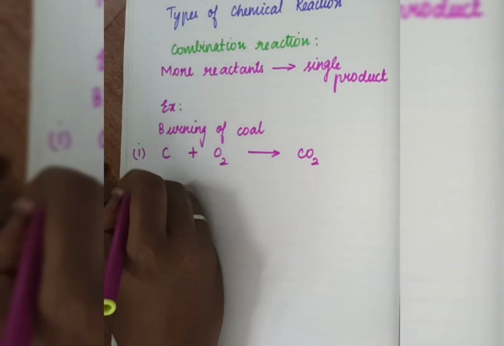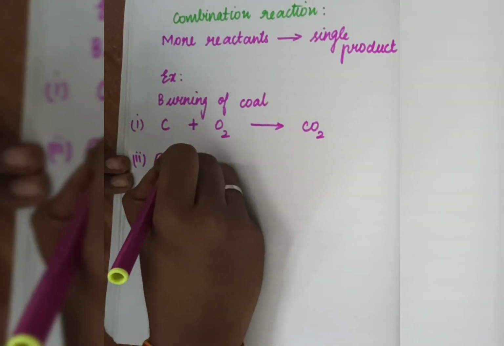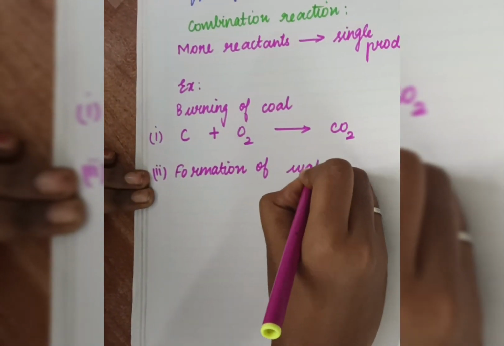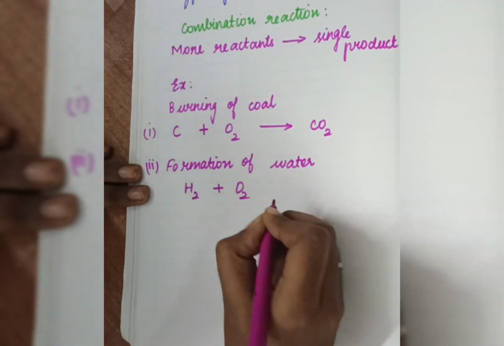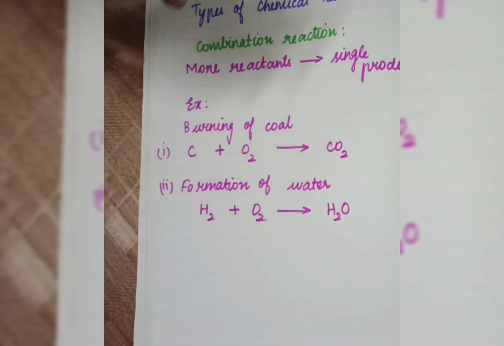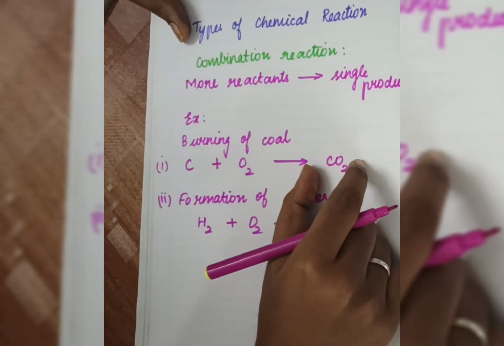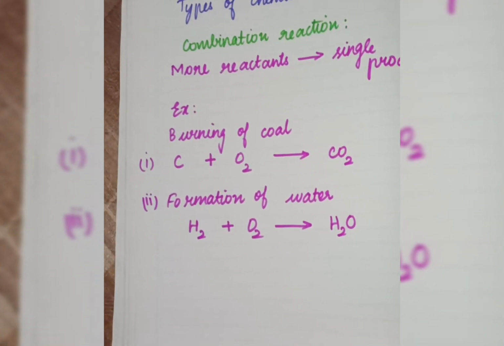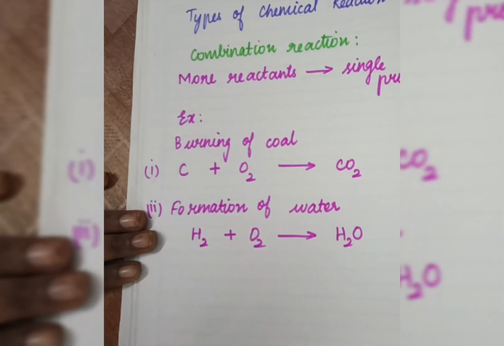Another example is the formation of water. When hydrogen gas and oxygen gas combine, it gives you water, H2O. What you can understand from these equations is that you have two reactants whereas a single product. Here also two reactants and a single product. So you should always remember that a combination reaction has two or more reactants and a single product.